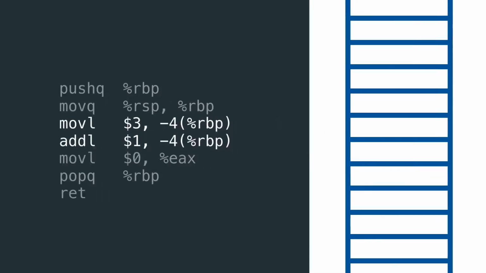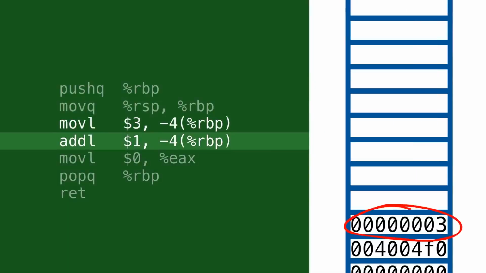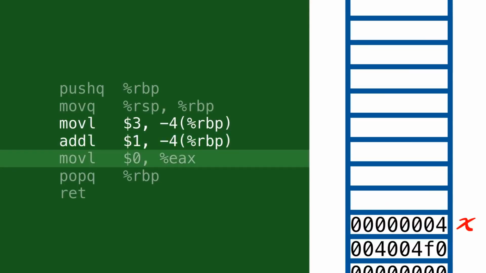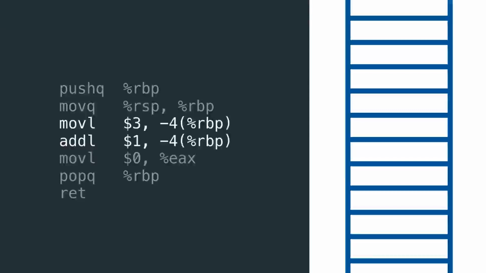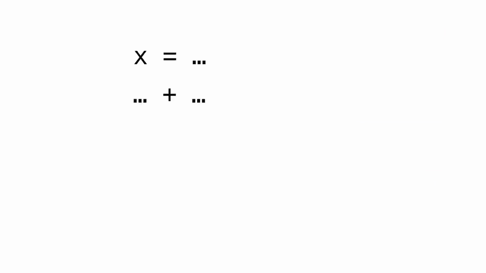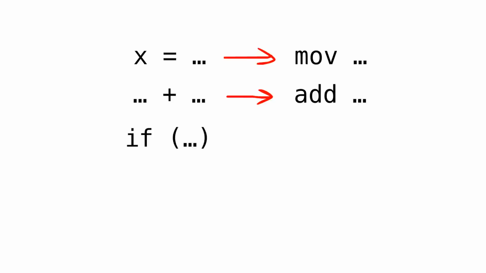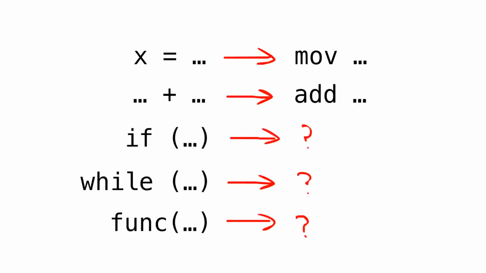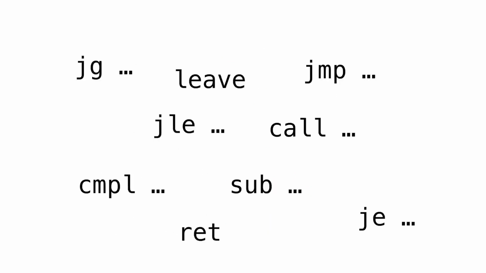Modifying the variable x is equivalent to modifying the value stored in this memory location. Let's run it. The value 3 appears in that memory location designated for the variable x, and then the value becomes 4. Now, so far, we've seen how variable assignments and simple mathematical operations get translated. But it's not so simple for if statements, loops, and functions. There are no machine instructions that are direct equivalents. Instead, we need to emulate their behavior with instructions that do exist.